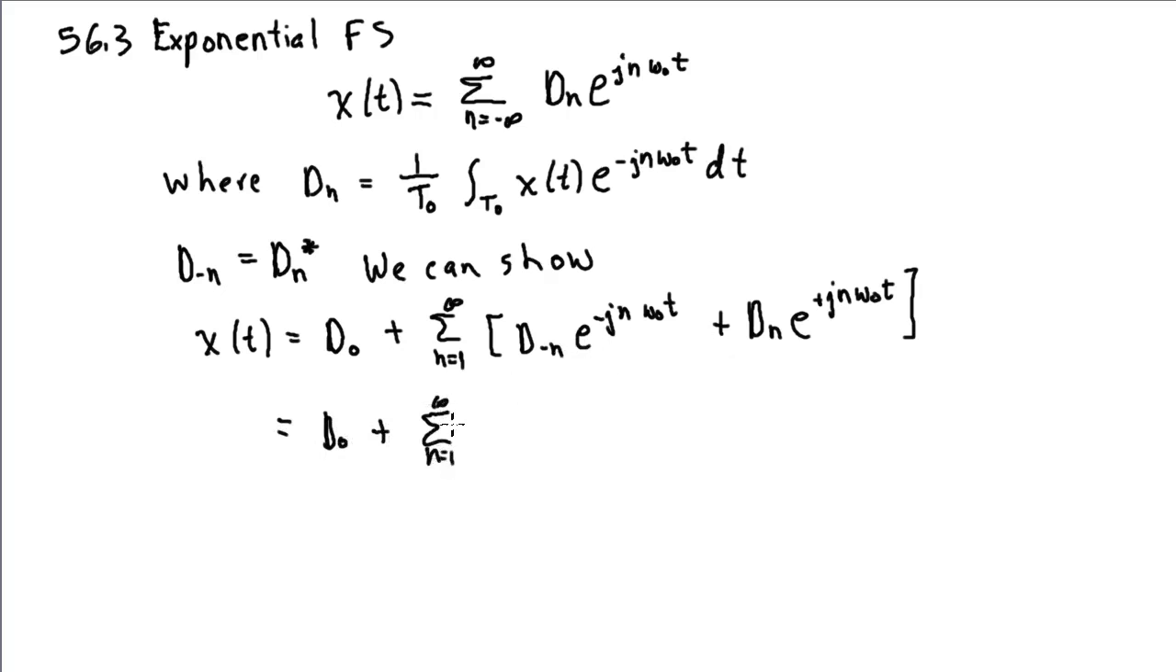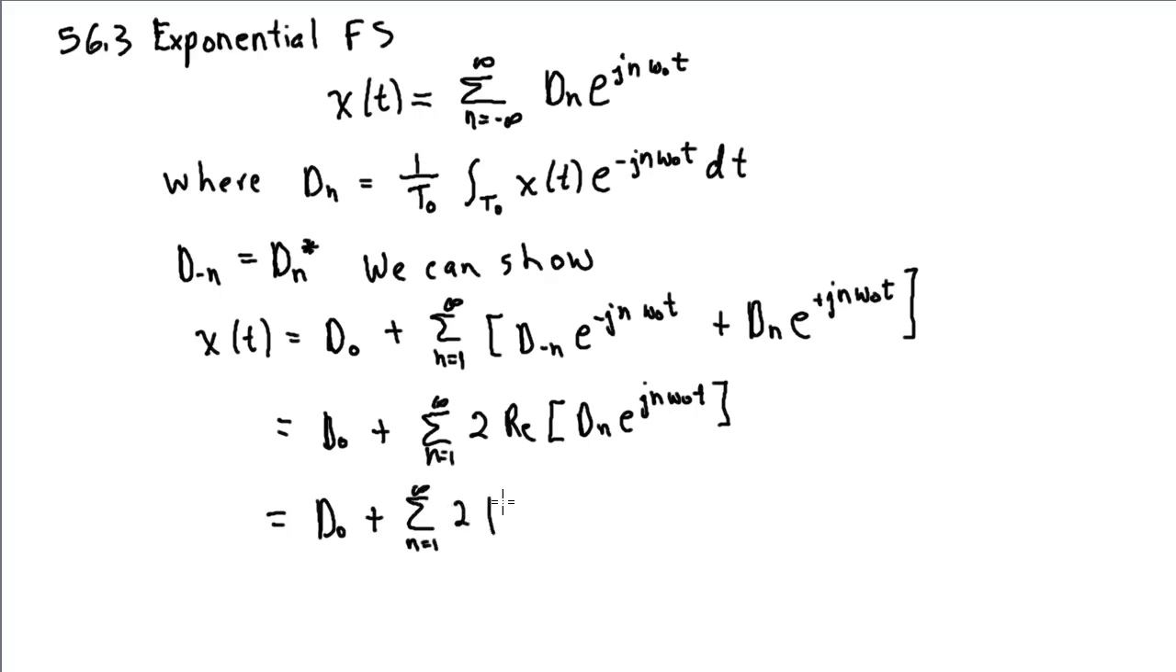Here I've got the sum of two complex conjugates, so that's going to be 2 times the real part of one of the terms, Dn e to the j n omega 0 t, and I can write the Dn in its complex exponential form, and then we can show that x of t then is D0 plus the sum from n equal 1 to infinity of 2 times the magnitude of Dn cosine of n omega 0 t plus the angle of Dn. Okay. So, in other words, this is an entirely real function, and so this summation of these complex exponentials does lead to an entirely real function.